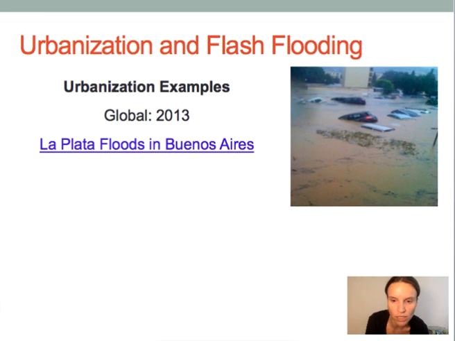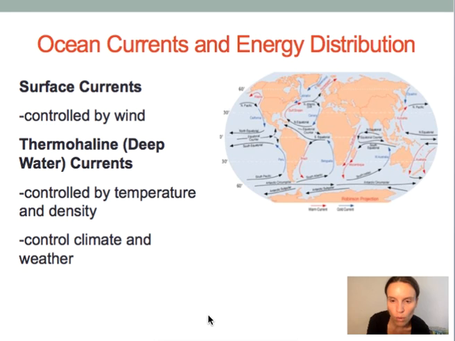Let's move forward now and talk a little bit about how water moves around the planet in the oceans, because so much of the water on our planet is in the oceans. And there's two ways that water in the oceans can move.